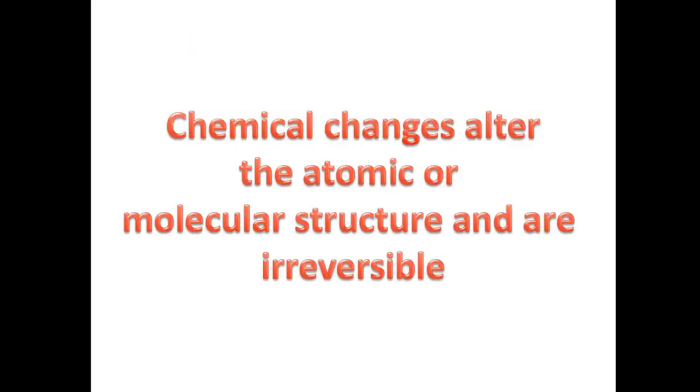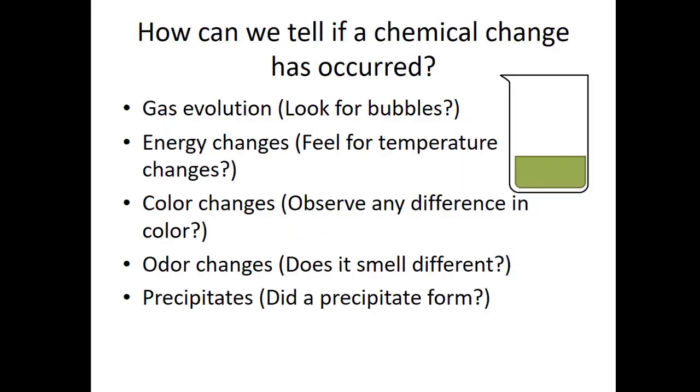So here's the definition, just to reiterate. You alter the atomic or molecular structure, and it's irreversible. Once a chemical change happens, you can't go back, all right? So how can we tell if a chemical change is happening? Number one, you can look for gas evolution, right? You can look to see if bubbles are evolving from the solution, right? You mix two chemicals and you see gas coming off the solution or bubbles coming off the solution, then you know that it's a chemical change.